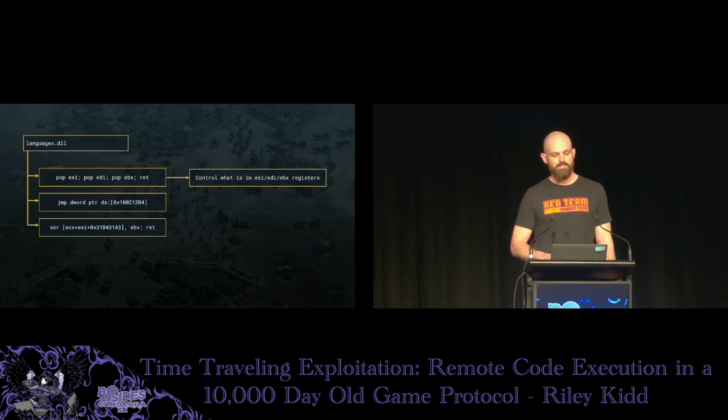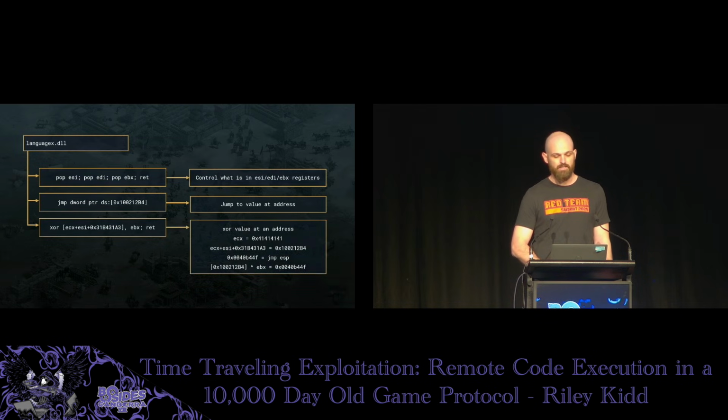This first gadget allows us to control the data present in specific registers by preparing the stack. This second gadget allows us to jump to the value at a specific address. And this third gadget allows us to XOR data at an address with a value in EBX. We can chain these gadgets together to jump to the stack. ECX contains 41s from the overflow, and we control ESI from the first gadget. So we can do some 32-bit math to perform the XOR at the jump address used in the second gadget.